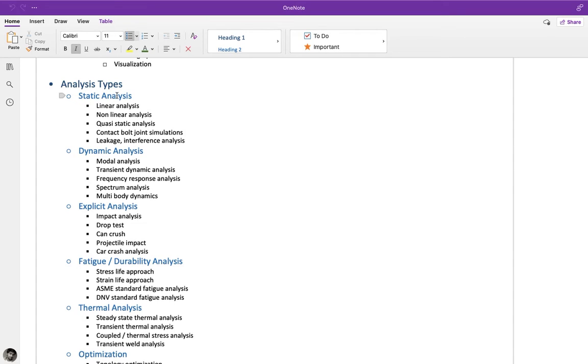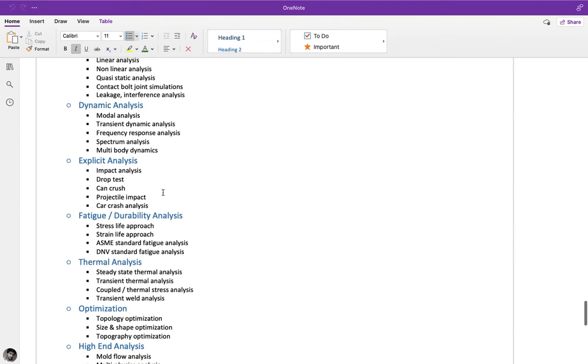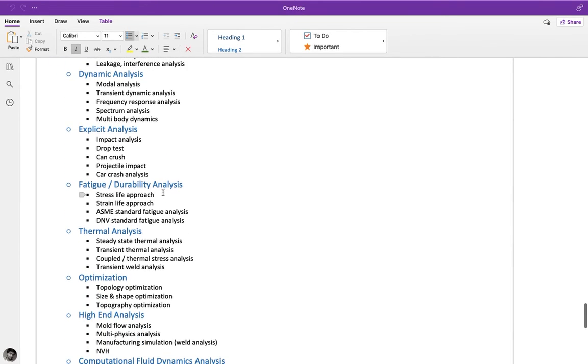In static analysis, where it doesn't depend upon variation with time, we use linear analysis. There is non-linear analysis also, quasi-static analysis, contact bolt joint simulations, and leakage interference analysis. In dynamic, we have modal analysis, transient dynamic analysis, frequency response analysis, spectrum analysis, and multi-body dynamics. Third one is explicit analysis: impact analysis, drop test, car crash.